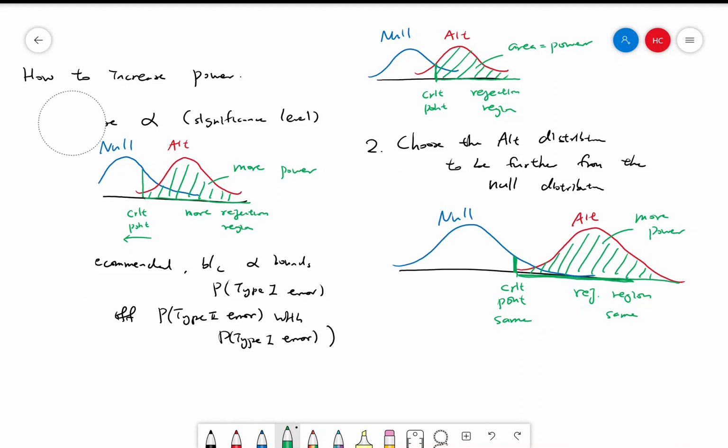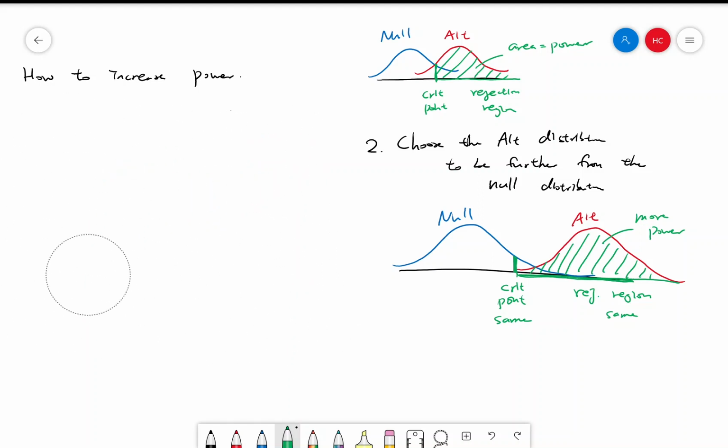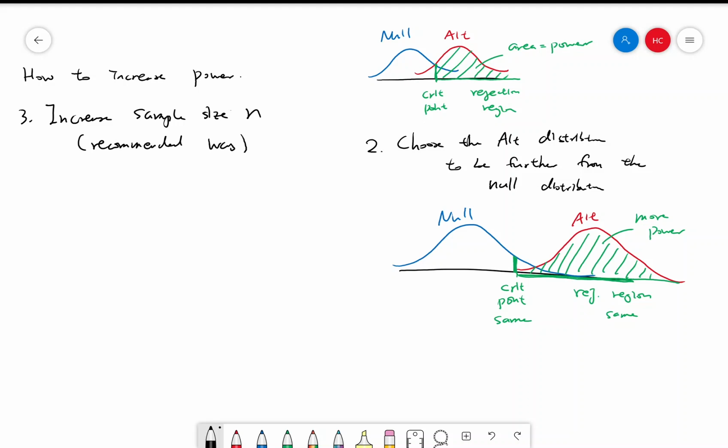And the third way, let me erase this, which is the most common way. The third way is to increase sample size. This is the recommended way. Recall, we always say that the larger the sample size is, the better. And that's true. If we increase the sample size, remember the standard deviation is given by sigma over the square root of n. Because n is in the denominator, as it increases, the standard deviation decreases. So the distributions are thinner.